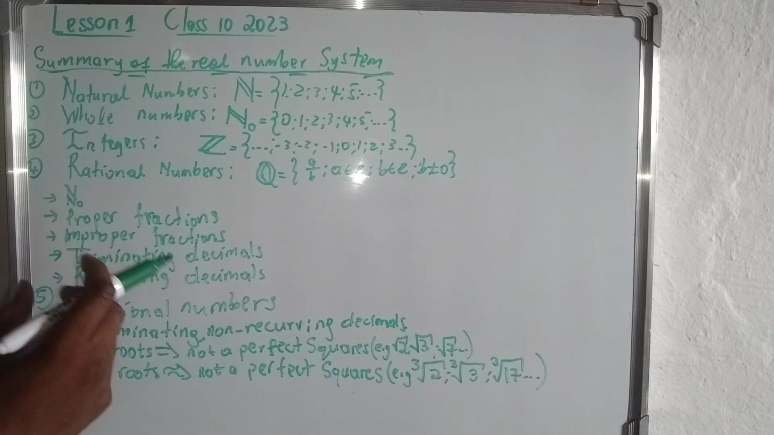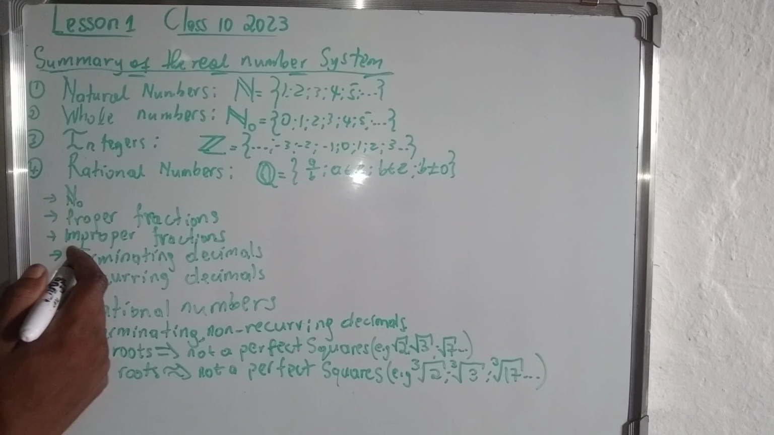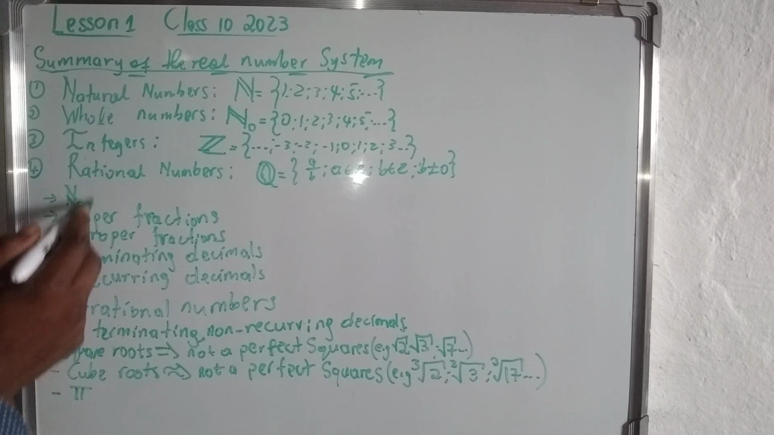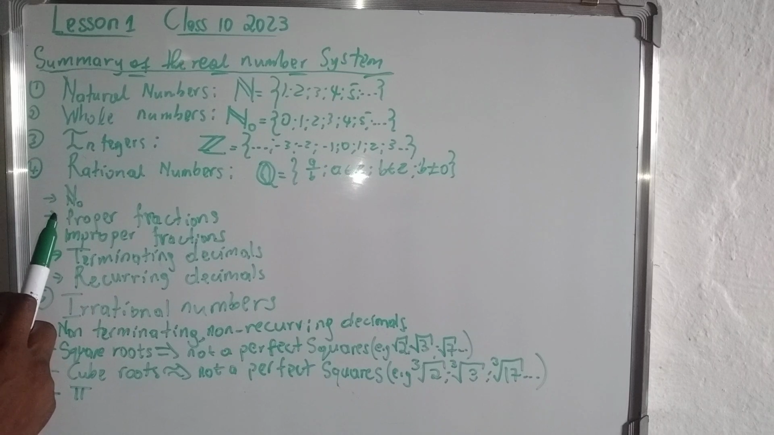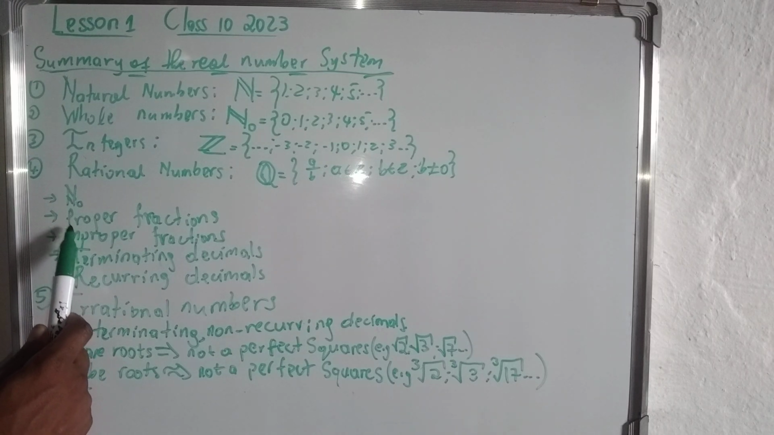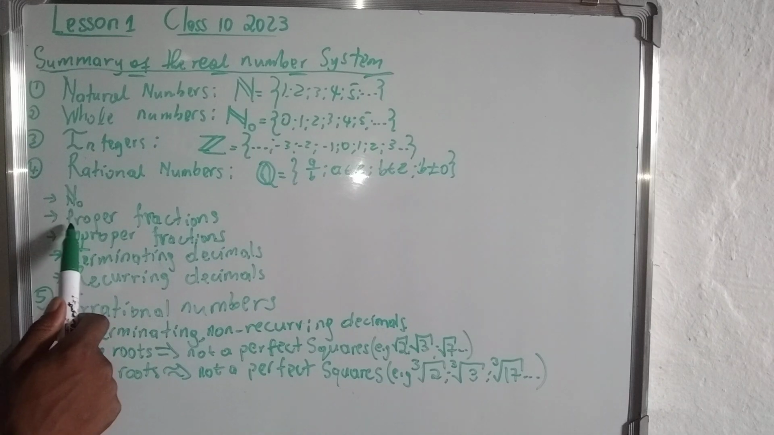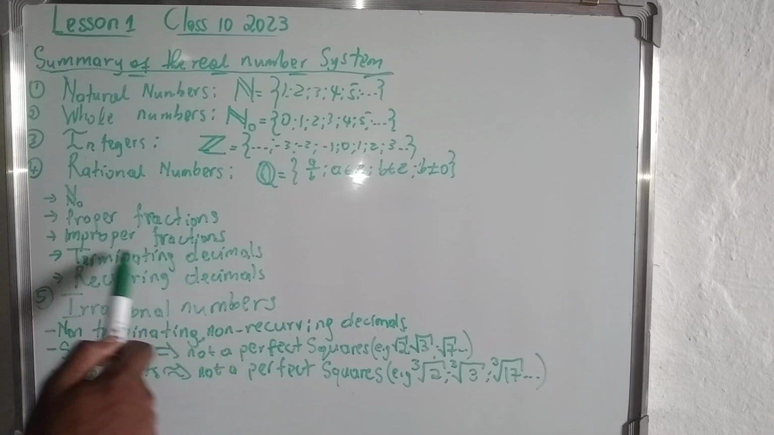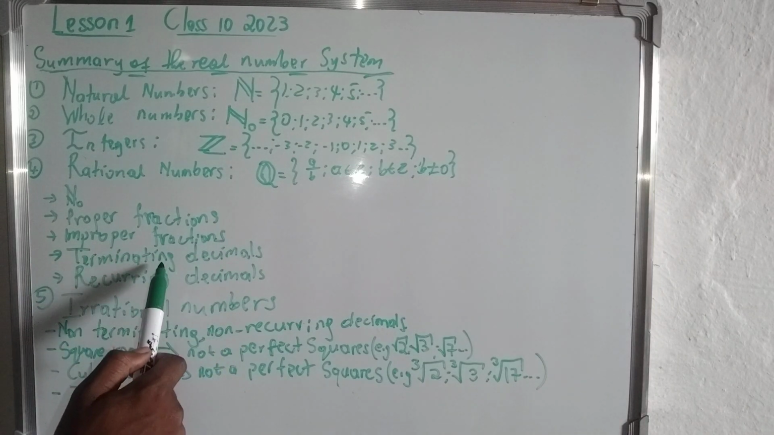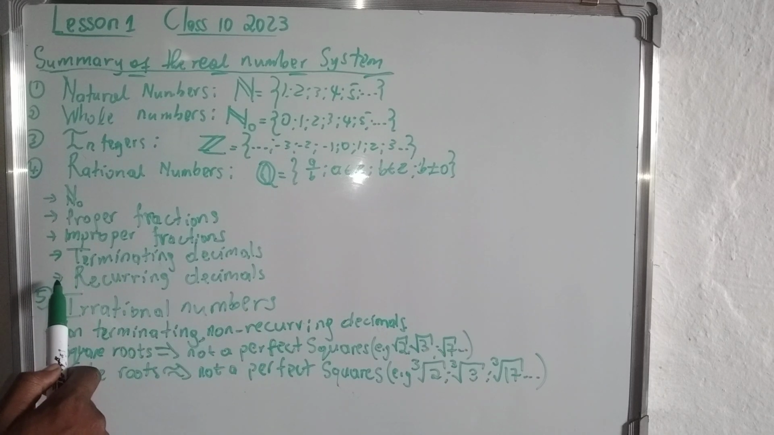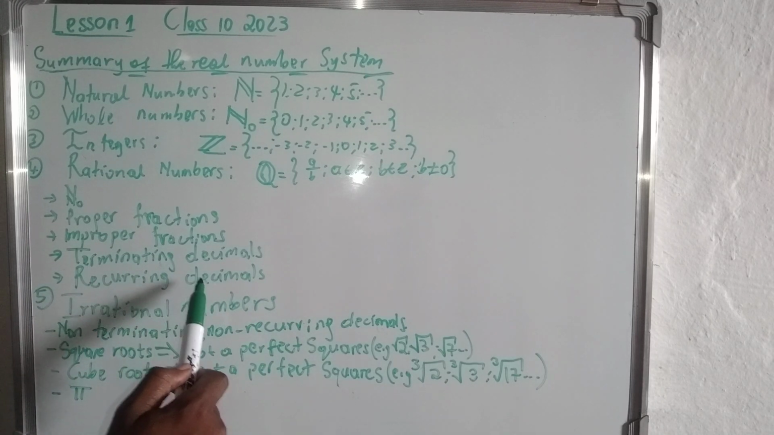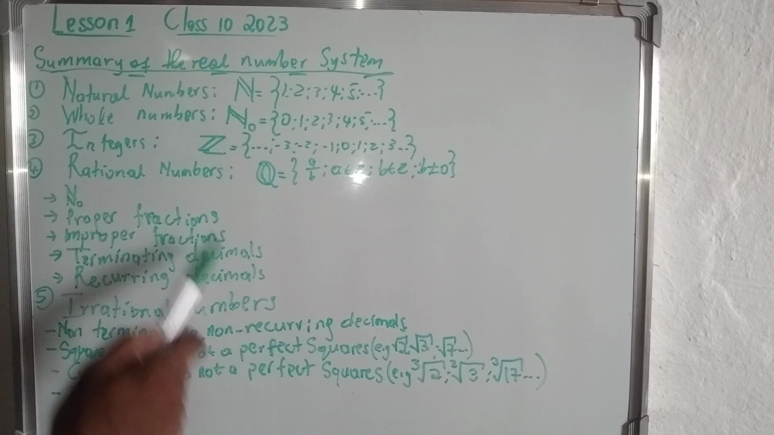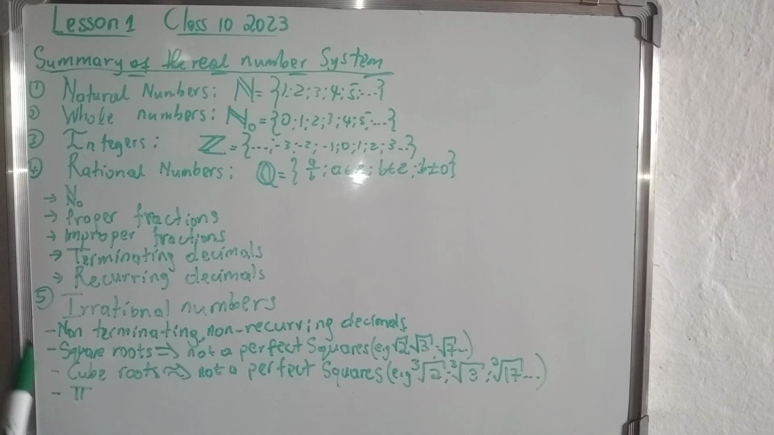And now let's go into details on the rational numbers. Here's the symbol for rational numbers. Number 1, we talk about the proper fractions. Number 3, improper fractions. And number 4, terminating decimals. And number 5, recurring decimals. We're going to discuss more of those in the examples.